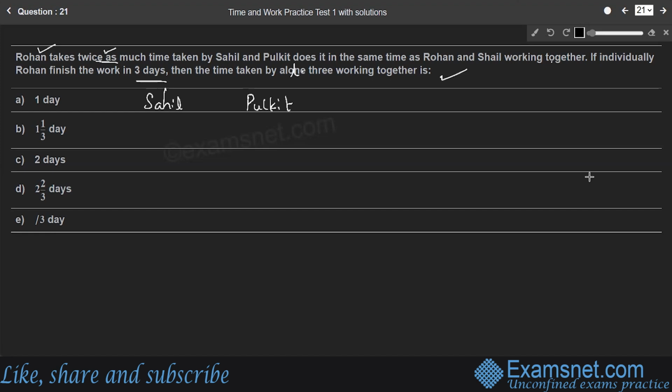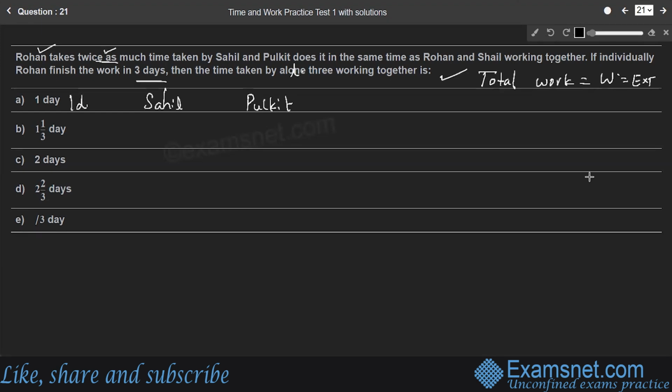Right? Work done by Sahil and Pulkit. So let the total work be W. As in the previous cases, here also we'll consider total work as W. We know that W is equal to E into T, efficiency into time, or their capacity into time taken by them. Here, for Sahil and Pulkit, we will consider their one day work.